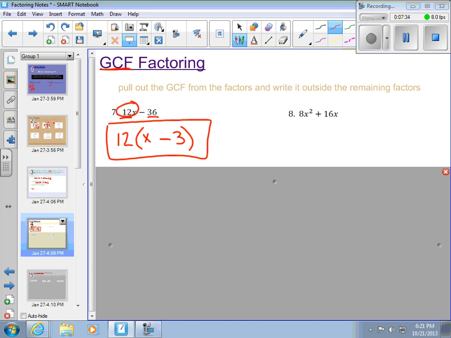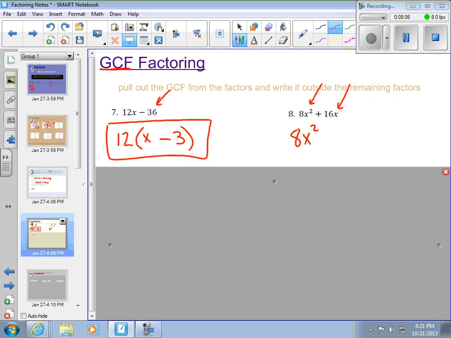On the next one, what's a number that goes into 8 and 16? Well, 8 itself does go into 16. So the greatest common factor for the numbers is 8. Now this one's a little different than the first problem. In the first problem, our second term, 36, did not have an x. It was just a constant term. In this one, however, if you look, both terms have at least one x in there. So our greatest common factor is also going to have an x.